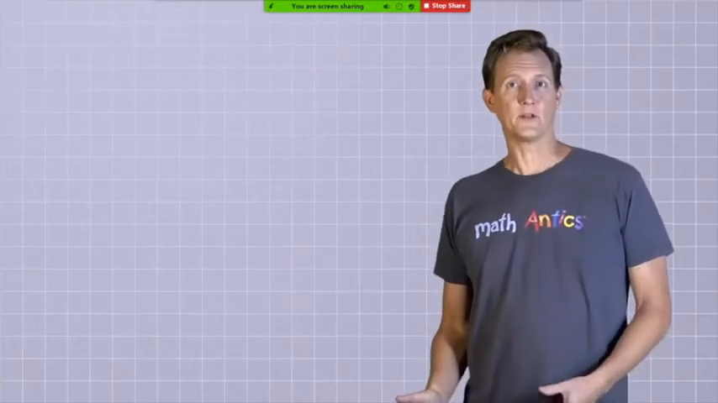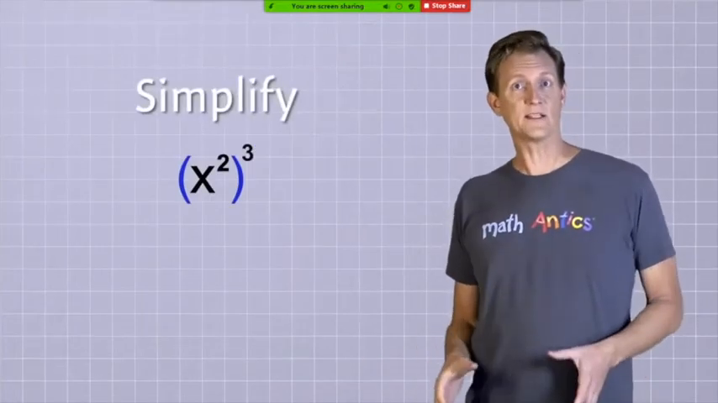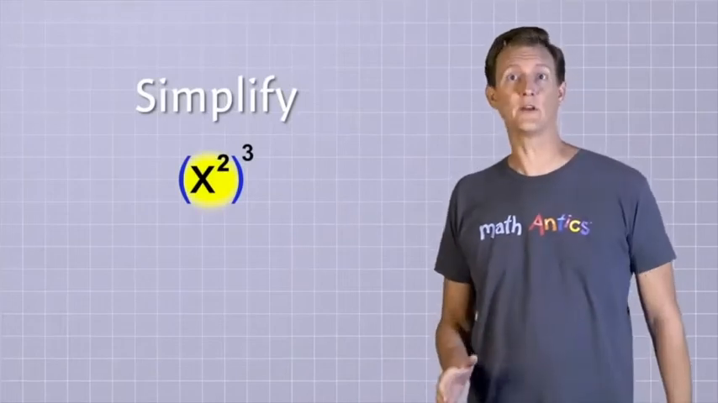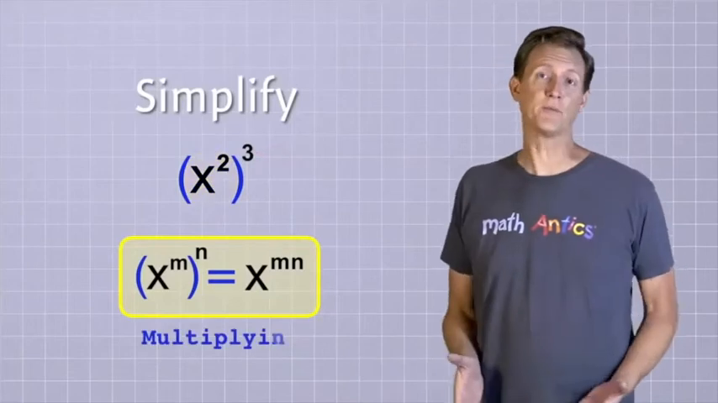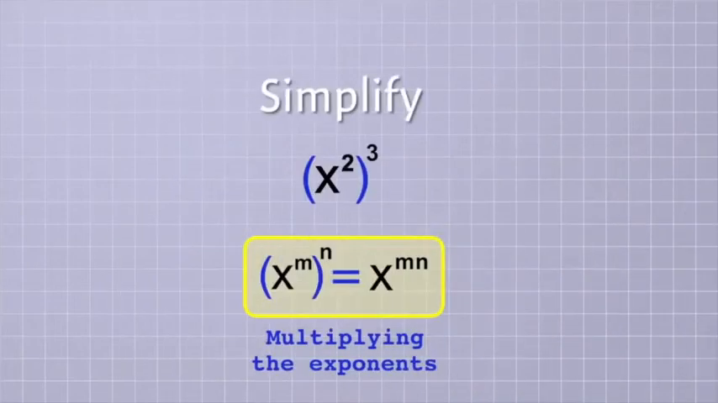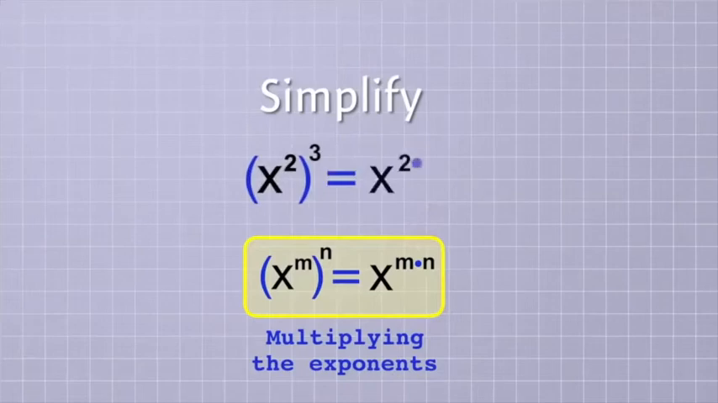So what if someone asks you to simplify the expression x squared cubed, which means the entire x squared term is raised to the third power? Well, our law tells us that we can simplify that by multiplying the exponents together. See how it equals x to the power of mn, which means m times n? That means x squared raised to the third power would be the same as x to the power of 2 times 3, which is 6.